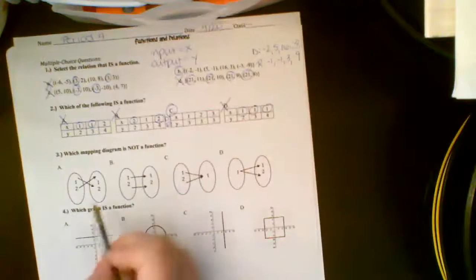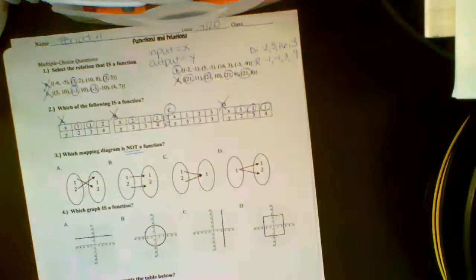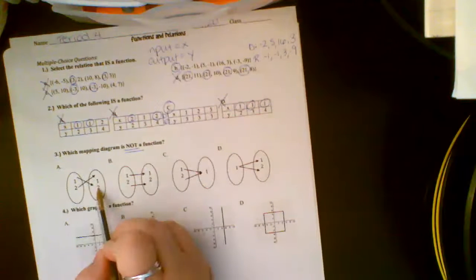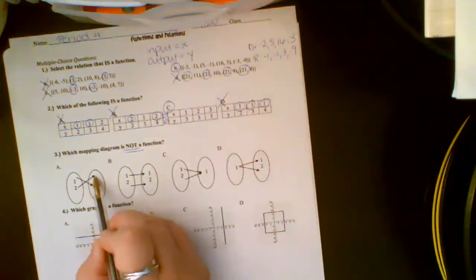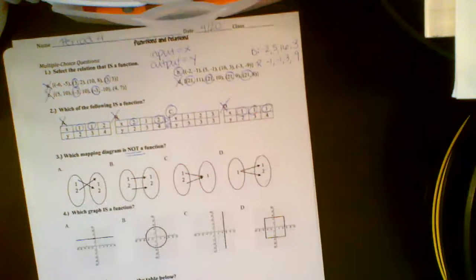Brings us to our mappings over here, guys. We want to figure out which one is not a function. So we want to find the one of these that is not a function. Well, 1 has 1 output, 1 arrow. 2 has 1 output, 1 arrow. So A is a function.